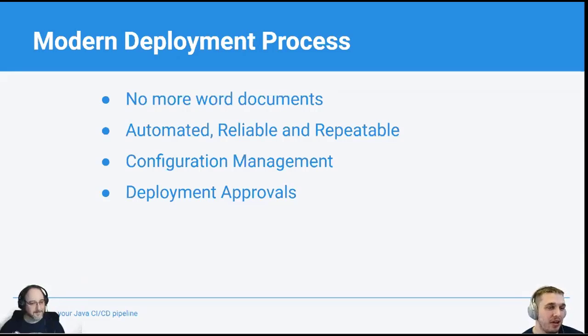Another part of a modern deployment process is configuration management. We all have these application config files. When we talk about Java, an application config file could be either a Java property file or a YAML configuration file. The values in those files tend to change as we're deploying to dev, test, and production. So we need to find an easy way to change those as we deploy to dev, test, and production. I'll show you how we do that in Octopus Deploy today.